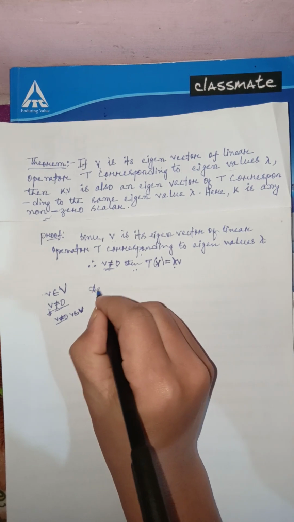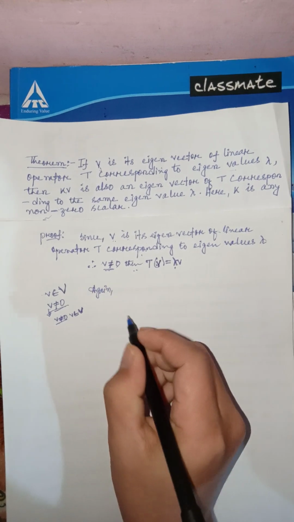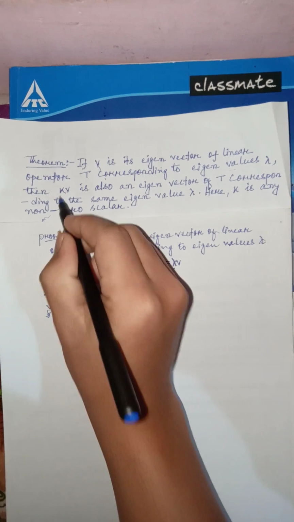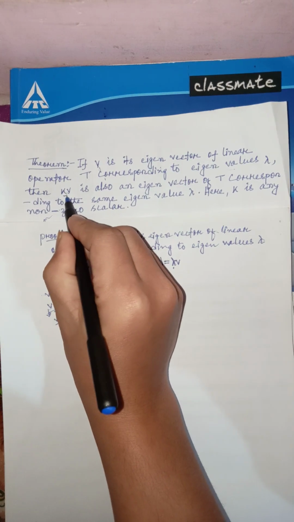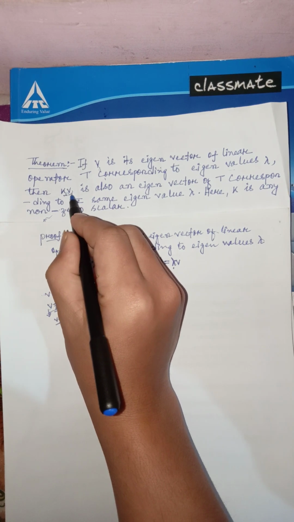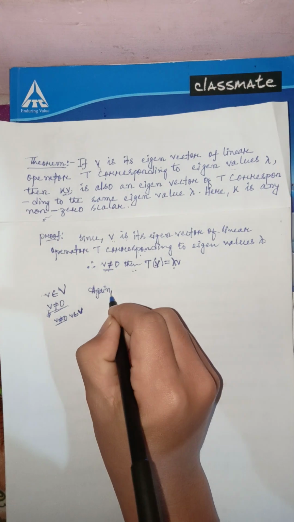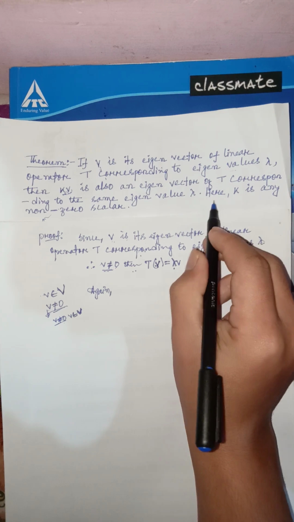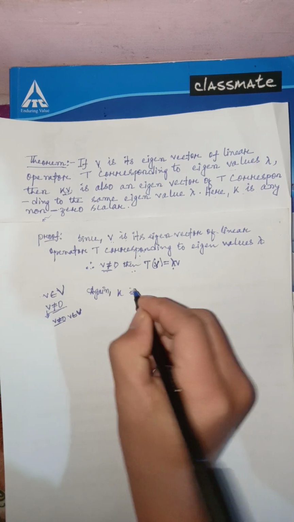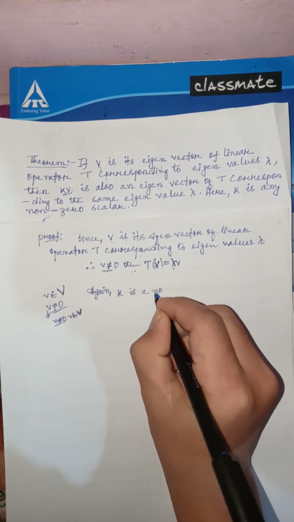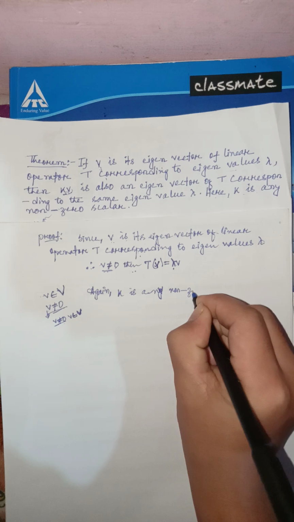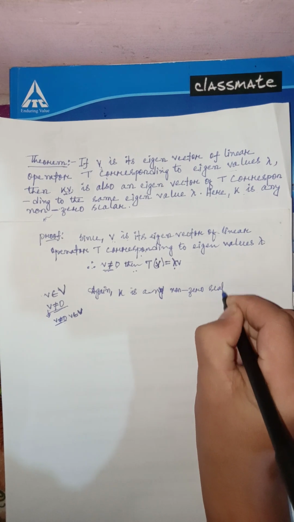Then let us write again what we need to prove in this. It is kv. v is already an eigenvector, so we are about to focus on this k, and after we handle k in a proper way, we have to combine these two, and after that we'll make the conclusion. Here we can see that k is any non-zero scalar, right?